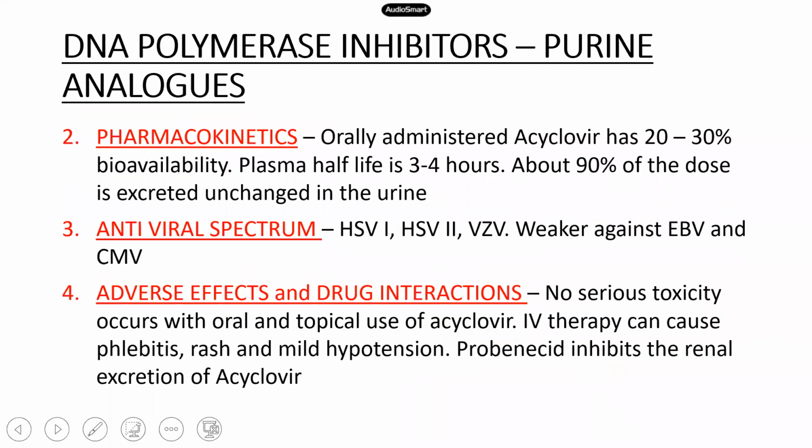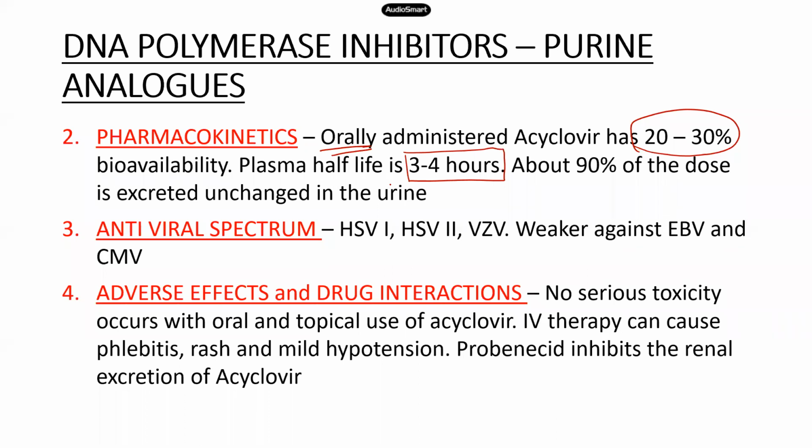Now let us talk about the pharmacokinetics of acyclovir. It is orally administered, and it has 20 to 30% bioavailability. The plasma half-life of this drug is 3 to 4 hours, and about 90% of the dose is excreted unchanged in urine.